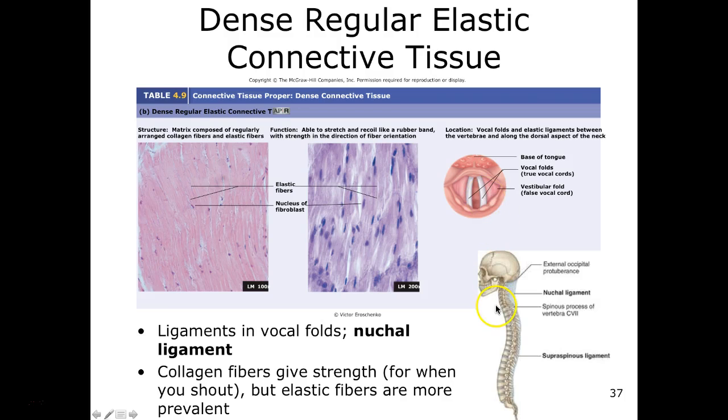The other place you can find this is your nuchal ligament. And this is a ligament that is spanning from this external occipital protuberance. So it's like that bump on the back of your occipital bone, and it expands down the spinous processes of your cervical vertebrae. So we'll discuss this more when it comes to your muscular system and anatomy too. These collagen fibers are giving strength here for when you shout, but elastic fibers are going to be more prevalent here.